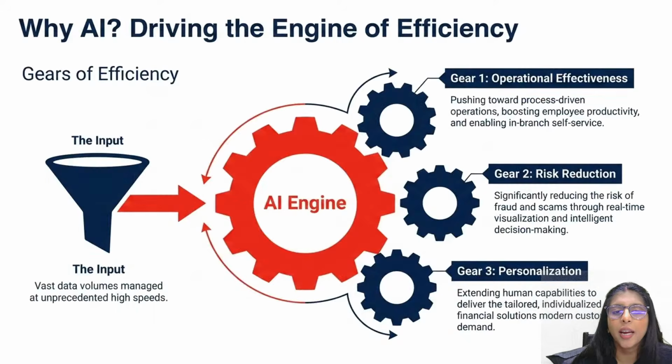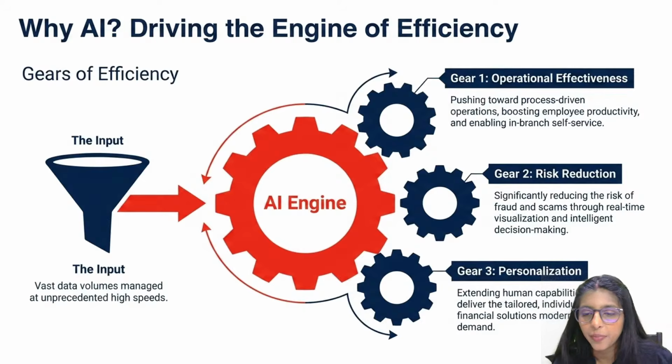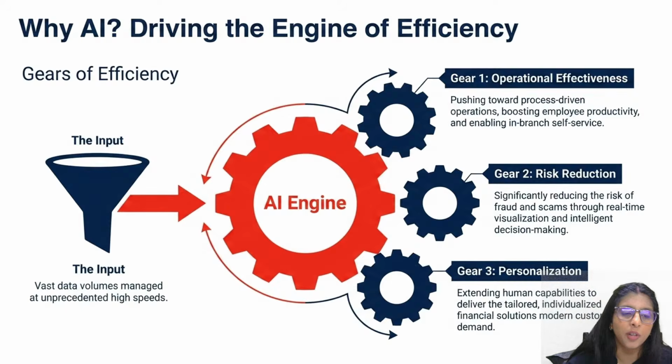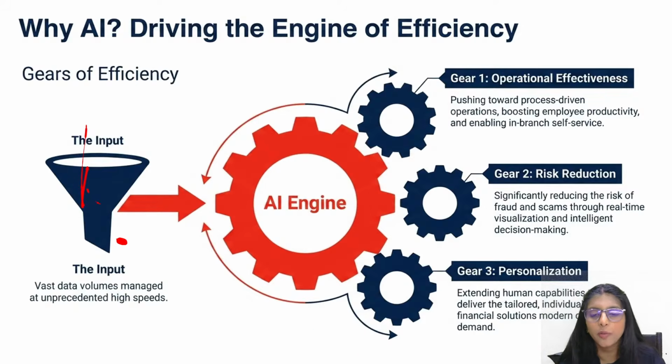Okay, why is AI driving the engine of efficiency? Basically, this diagram shows that the AI engine takes a large amount of data. It takes this input data, a large amount of data, and converts it into a useful outcome through these gears. Through these gears, it converts the large amount of data into useful information.